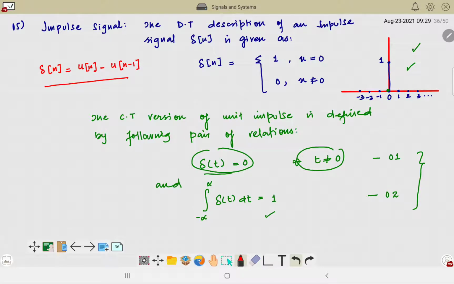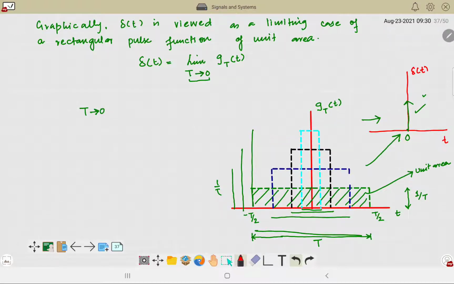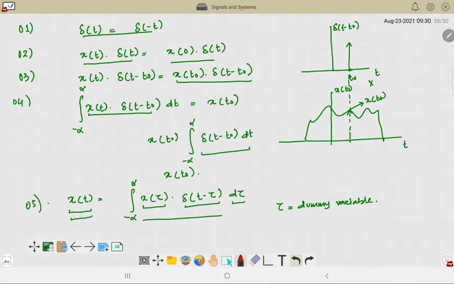Similarly, in the continuous time case, we have the relation that delta of t is equivalent to d by dt of u of t. In the discrete time domain, we have a difference equation. In the continuous time domain, we have the actual derivative. Fine. So okay, this was all about the unit impulse function. It is a very important function, and we will be using this a lot.